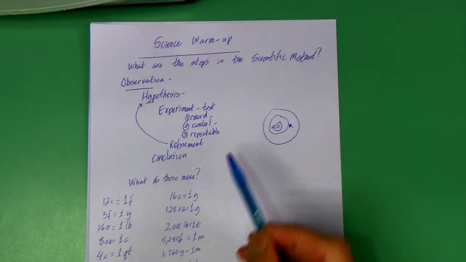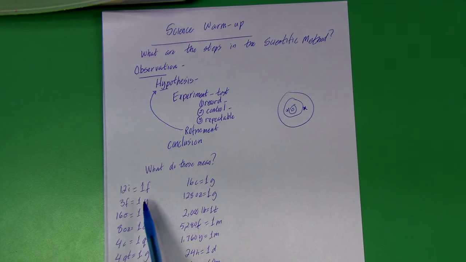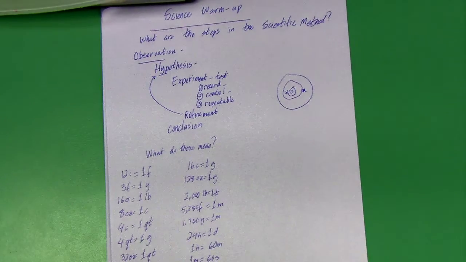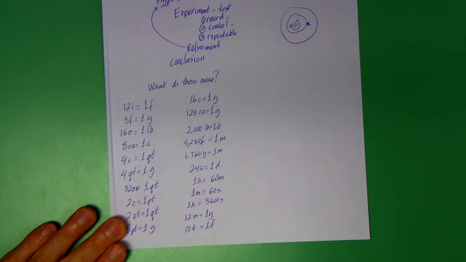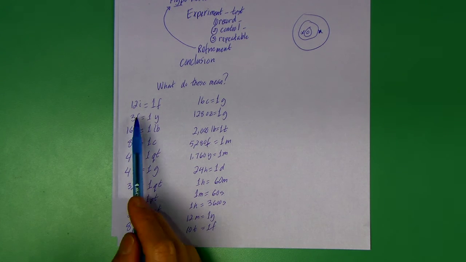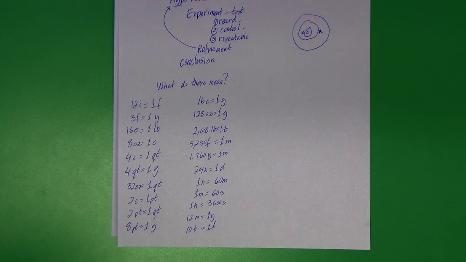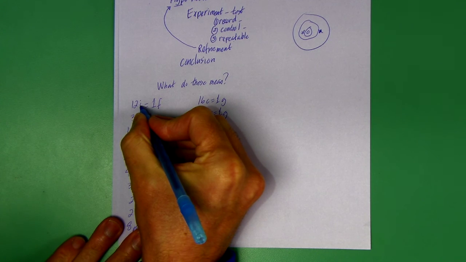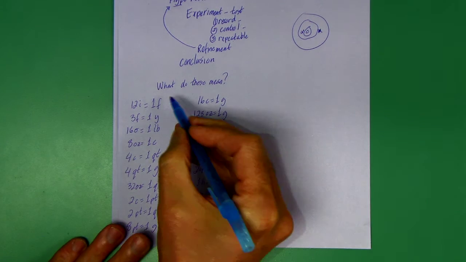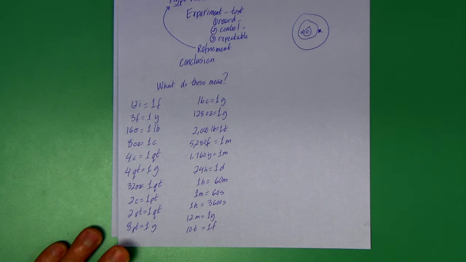So good job on the scientific method. Now what I want you to do is write all of these down and see if you can figure out what they all mean, okay? Now, some of them maybe you may have already guessed, right? 12I equals 1F. Think about that. What does that mean? Well, there are 12 inches in 1 foot. Okay? So I want you to see if you can guess all these, write them all down, spend a little time. When you get totally stuck, come back and see us. We're going to go over the answers, okay?